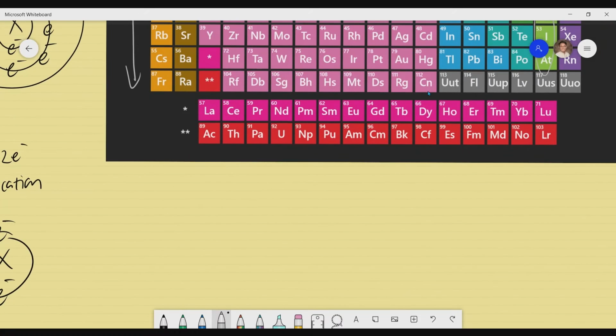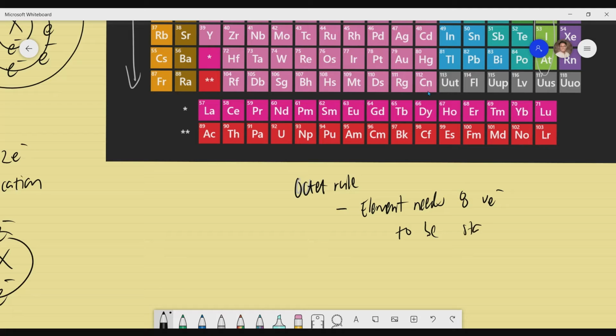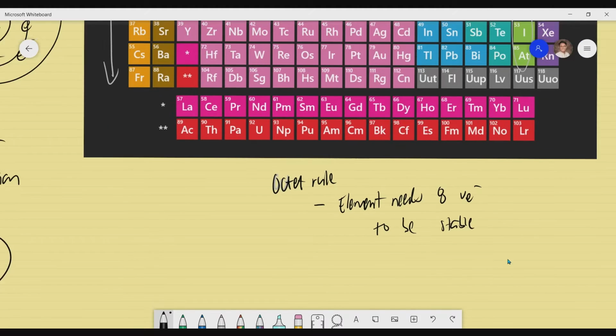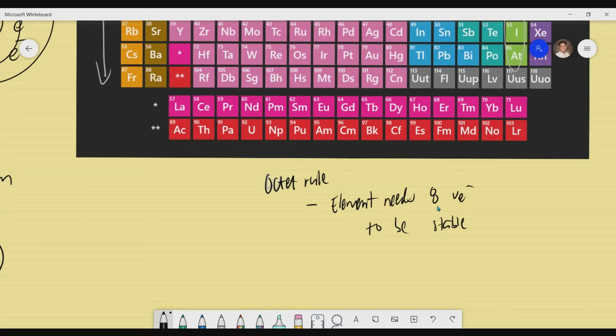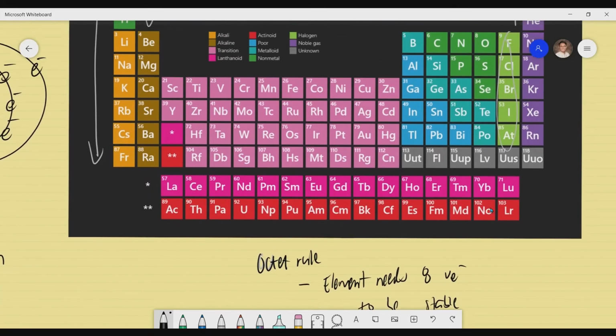Okay, ano pong ibig sabihin ng octet rule? What do we mean by octet rule? When we say octet rule, it is the rule that tells us an element needs 8 valence electrons to be stable. Ibig sabihin po, kinakailangan ng atom ng element ng 8 valence electron para maging stable. So, dapat po 8 ang valence electron or electron sa pinakalabas nilang shell para maging stable. So, kailangan 8.